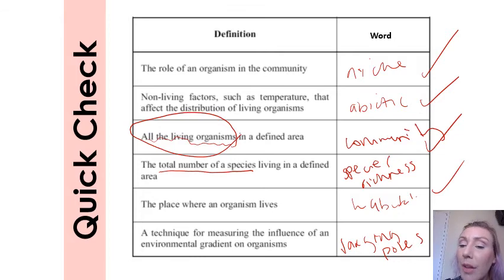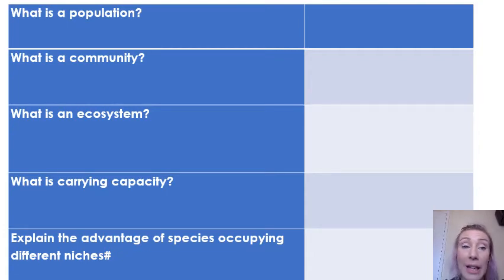Okay, so moving on then to our next slide. At the back of your keynotes, you've got a number of definitions now to finish off. One we haven't looked at yet is carrying capacity. Carrying capacity is the maximum number of individuals within a population.